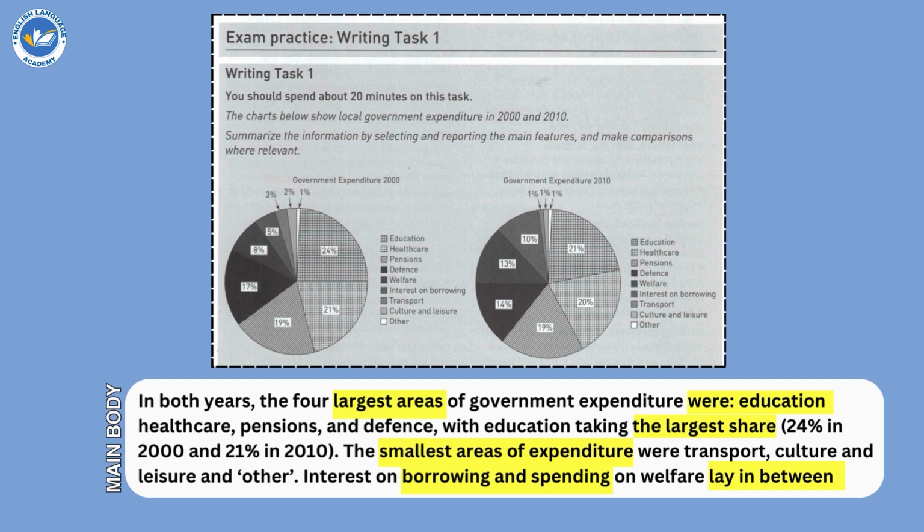So here the student is trying to highlight the biggest part of the pie chart. And then I really like what the student has done here by employing a colon. So we use a colon when we are just about to give a list of items. The student could have dragged this paragraph out by saying "and education, and healthcare, and pensions," but they simply put "were," colon, and then listed education, healthcare, pensions and defence.